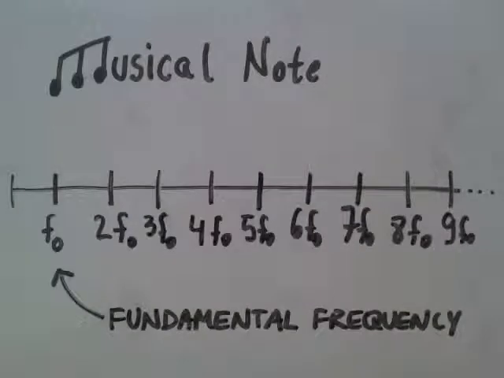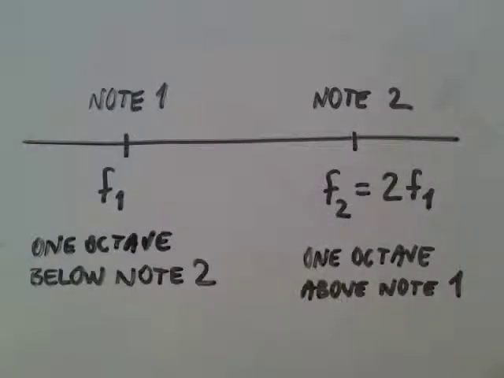In general, every musical note played in a musical instrument has lots of frequencies. There are integer multiples of one fundamental frequency. But, for clarity, it's better to associate each musical note with only one frequency, the fundamental frequency. When a musical note has a certain frequency, say F1, and a second musical note has a frequency, say F2, which is twice F1, we say that the second musical note is one octave above the first one, or that the first note is one octave below the second one.